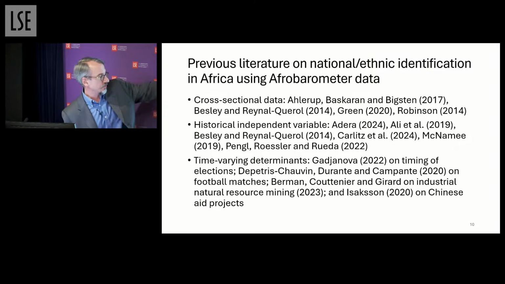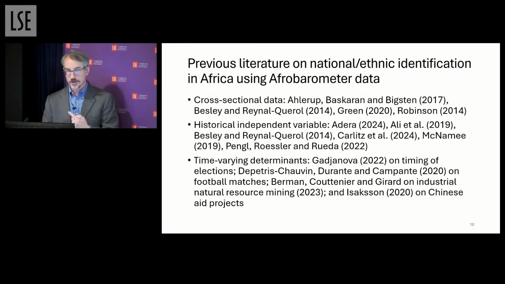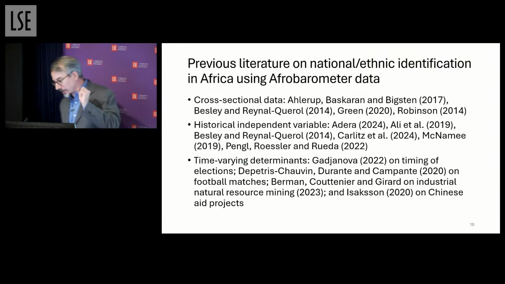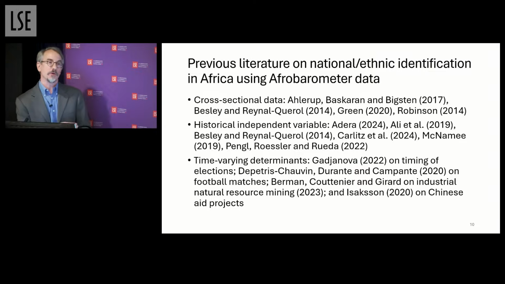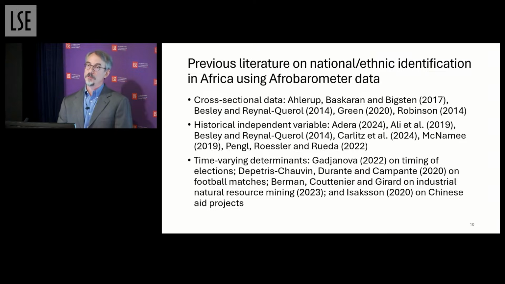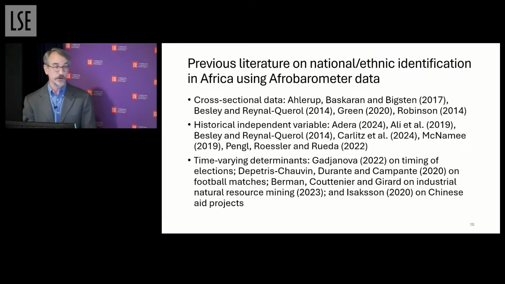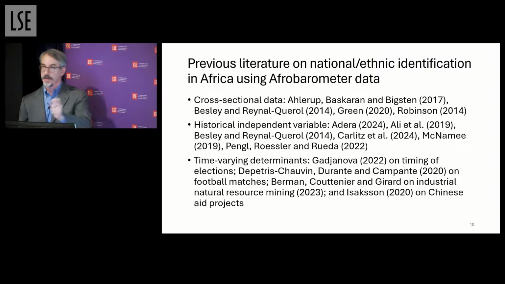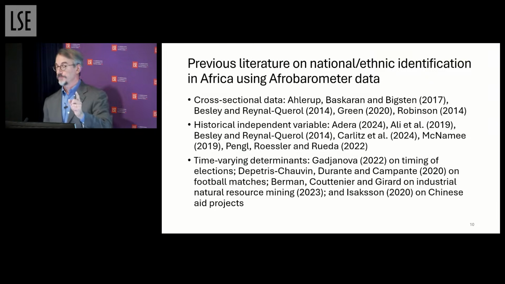And lastly, I'll just mention in passing, we have various time-varying determinants, meaning changes over time within countries generating changes over time in national identity. A bunch of literature. I'll mention in passing my favorite paper here. Some of you know this paper from Emilio Depetris-Chauvin from Chile, who wrote a paper on football matches. And I love that paper because what he shows is that if you have a survey taking place during a period where there's a national football match, especially if countries are playing in the World Cup or the Africa Cup of Nations, say Ghana versus Togo, if your team wins, you're more likely to identify with your national identity after the match. Not if they lose, but only if they win.